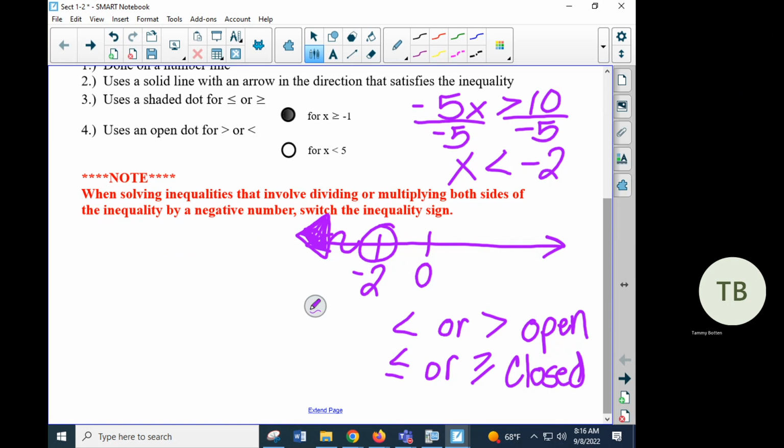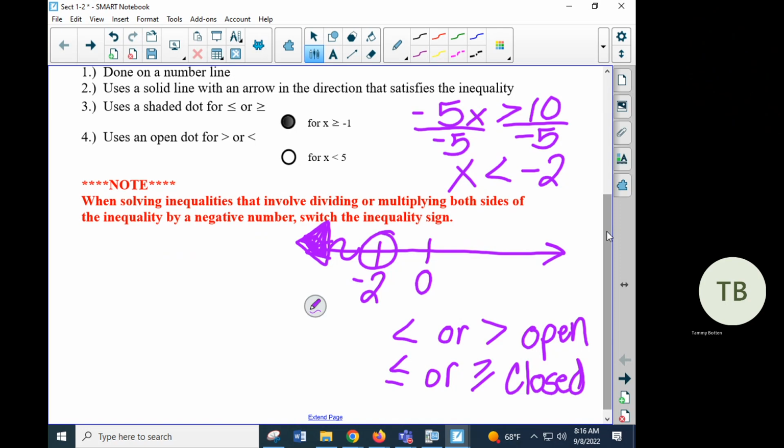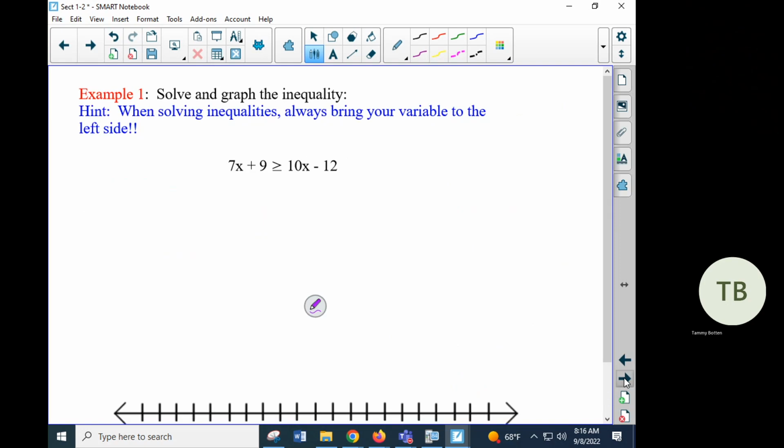If you ever wanted to check these, you could pick any number that's less than -2, like -3, and you could go back and put it in here and see if it works. So -3, if I put that in there, -5 times -3 is a positive 15. And 15 is greater than 10. So then you would know that it works. Any number that's less than -2 would work in that original inequality if you did it correctly.